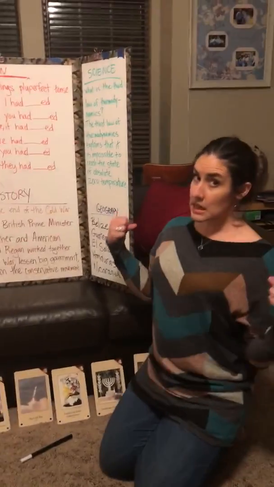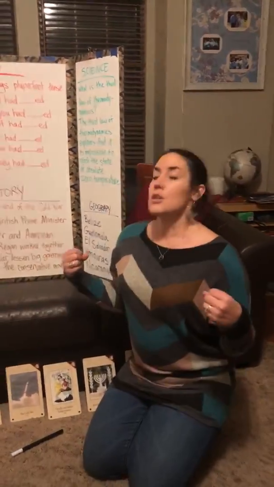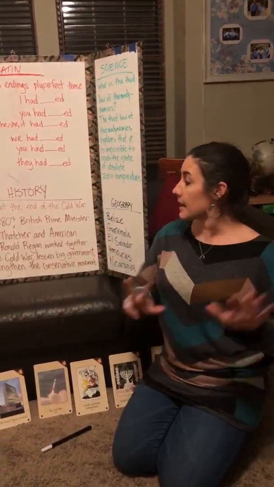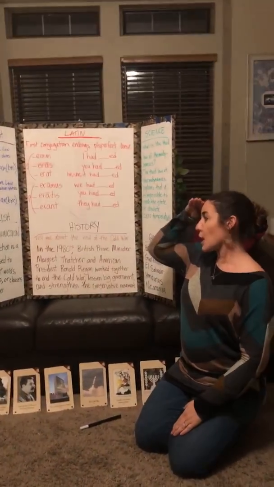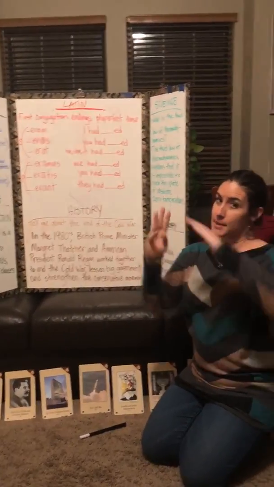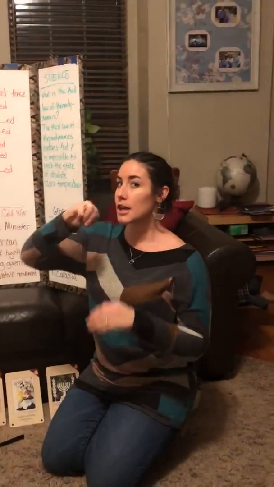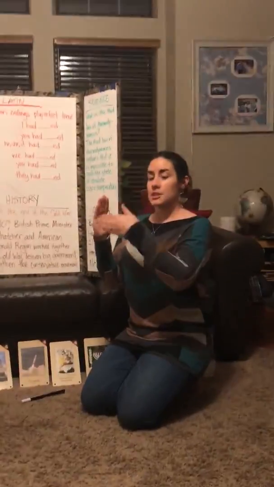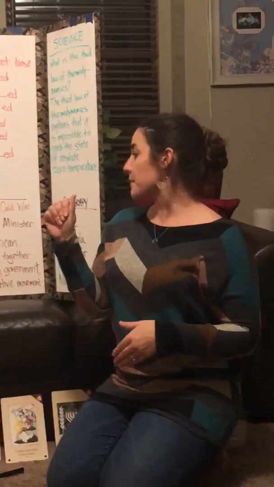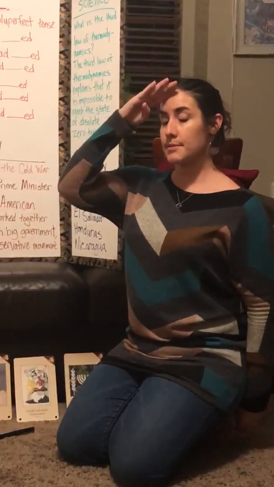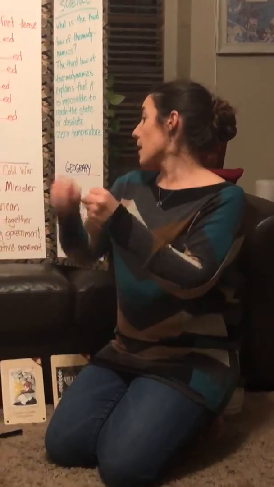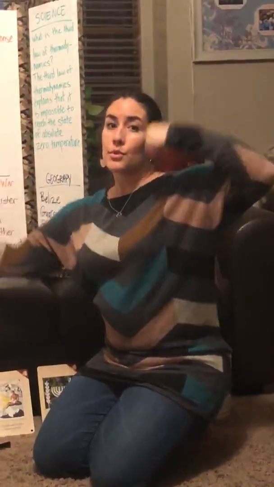I'll do some motions and say it one more time and then we'll sing it. So, in the 1980s, British Prime Minister Margaret Thatcher. I'm just making her initials, M and T. And American President, I'm just going to salute, Ronald Reagan, 2 R's. And they worked together to end the Cold War, lessen big government, strengthen the conservative movement.